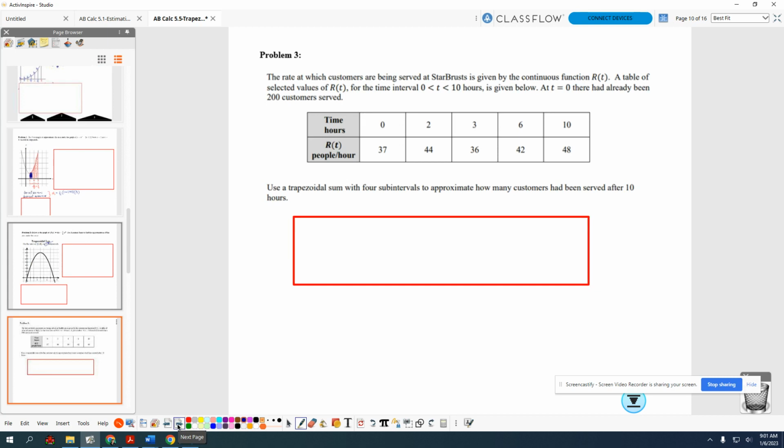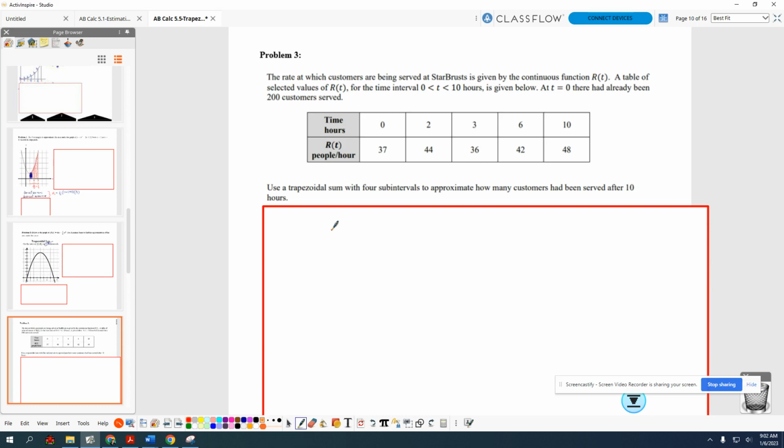And I wanted to show you that this can also be done if they give you a table. Reading the problem: the rate at which customers are being served at a Starbucks is given by the continuous function r of t. And here's a table of selected values from 0 to 10 hours. And they want you to use a trapezoid with 4 subintervals. So this is going to make a trapezoid. This is going to make a trapezoid. That's a trapezoid. And this one is a trapezoid.